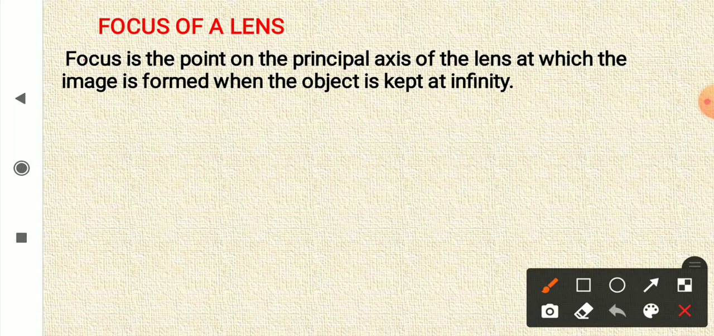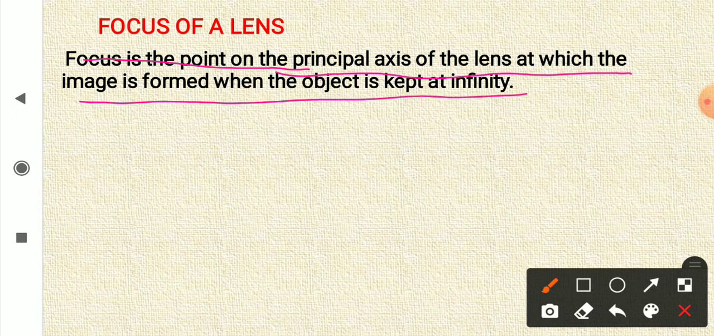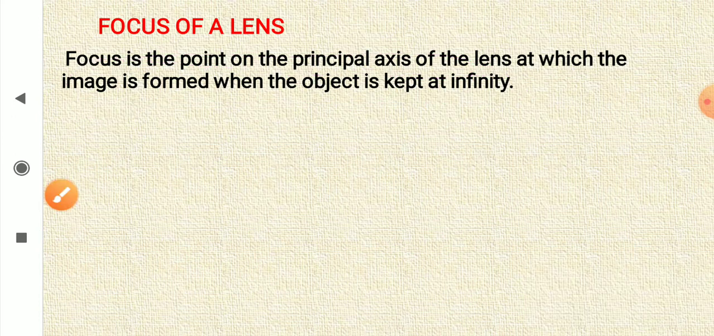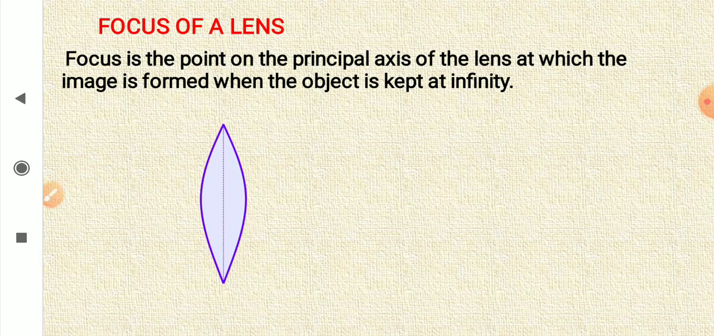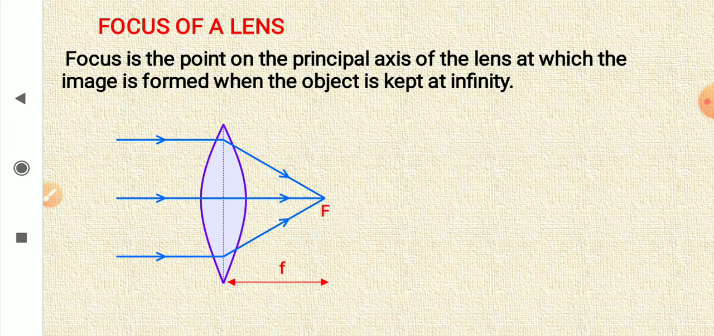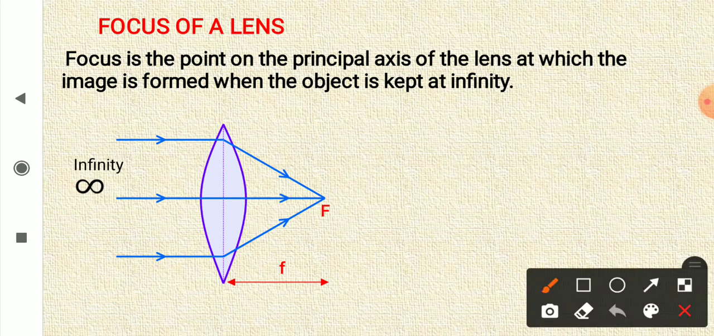See, focus is the point on the principal axis of the lens at which image is formed when the object is kept at infinity. So, you know that the rays coming from infinity are parallel rays, and if we take a convex lens first, you can see this line is principal axis.